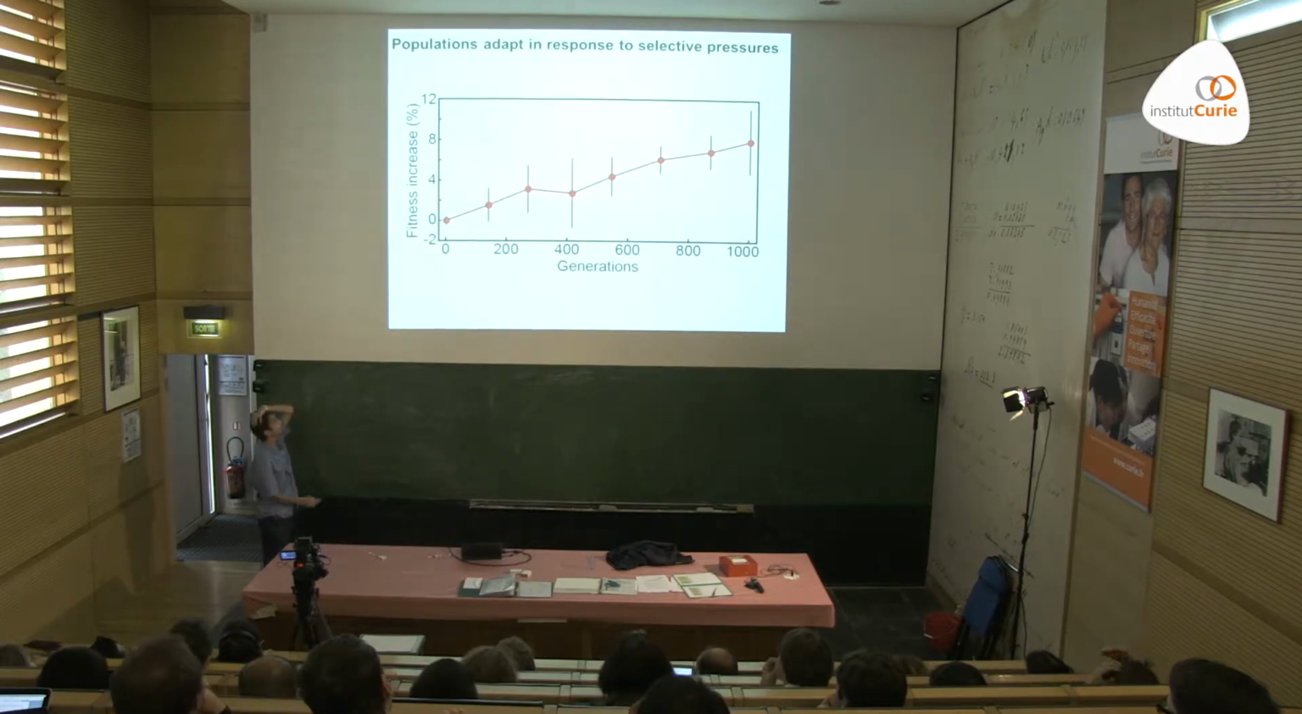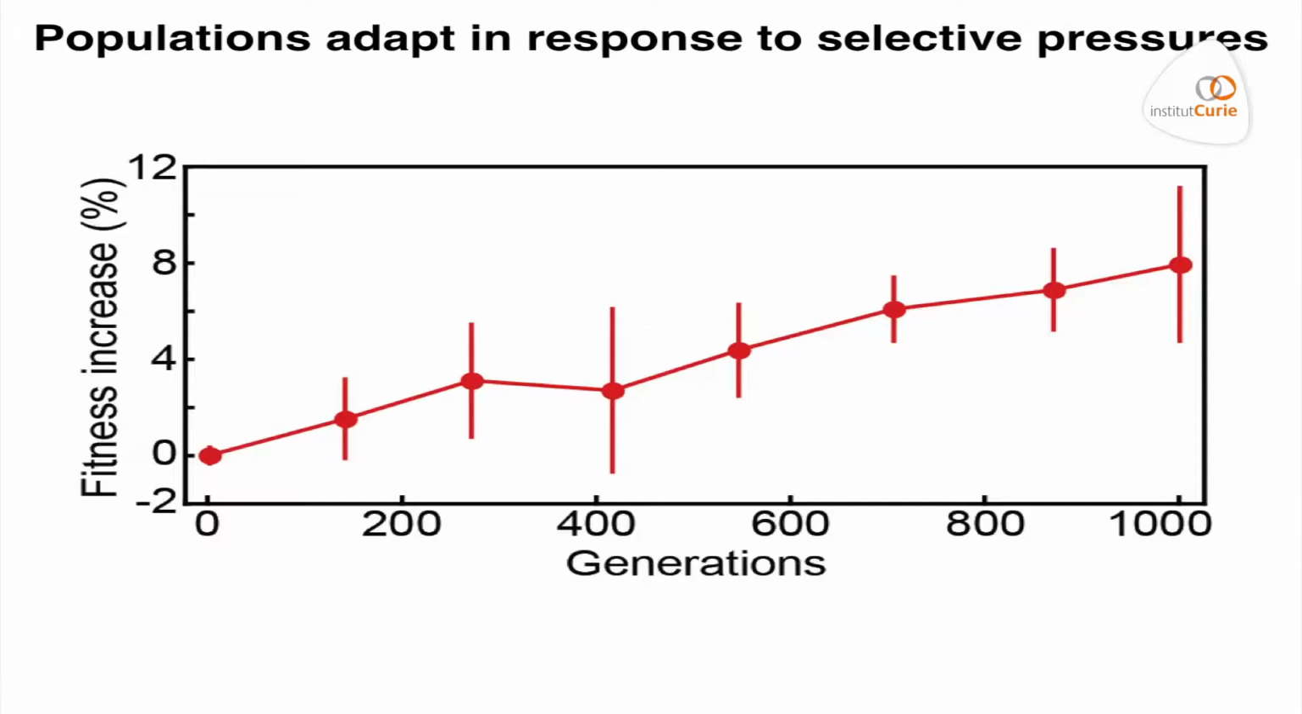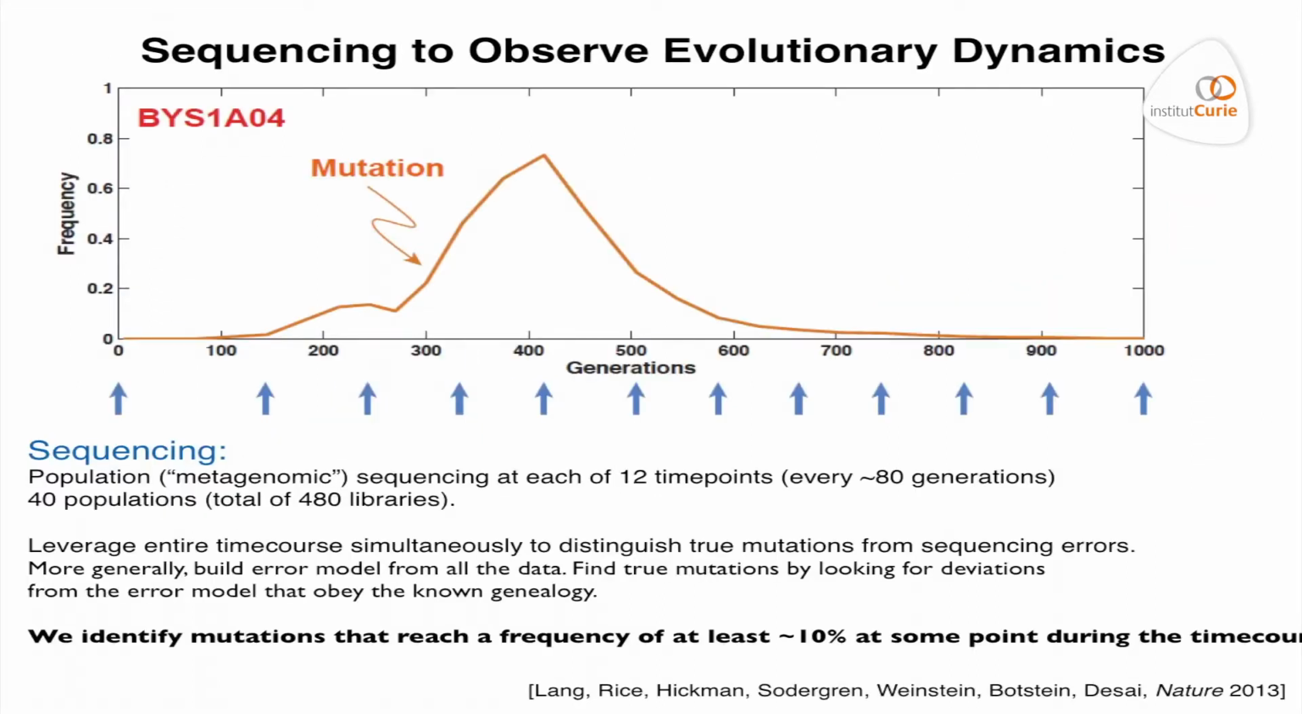Okay, so I'll start by just giving you some pictures of how these populations evolve. Over the course of 1,000 generations of evolution, they increase in fitness. These error bars reflect variation across different replicate lines. So you can see that there's a lot of variation, just inherent randomness in the evolution, but they all do increase in fitness over the course of this evolution. So they are adapting, like I was saying, we were studying adaptation.